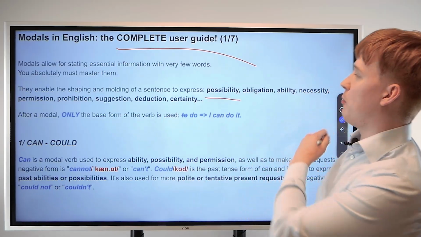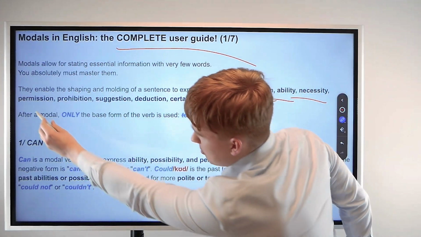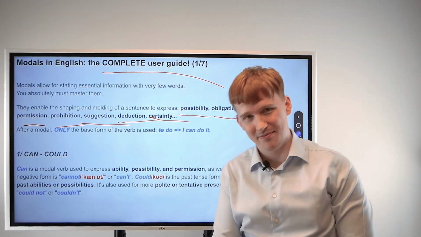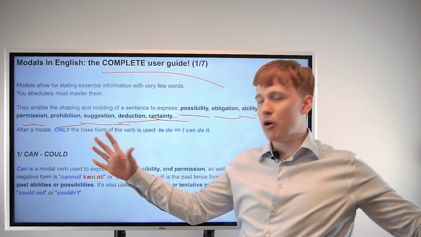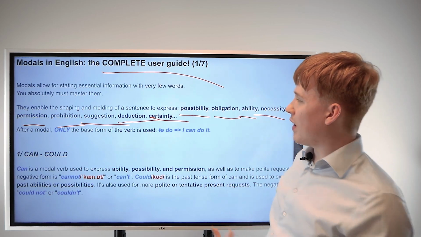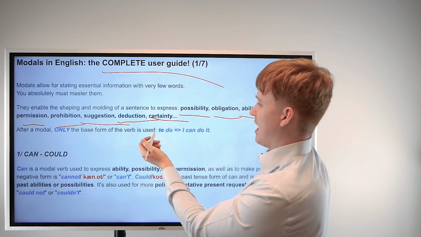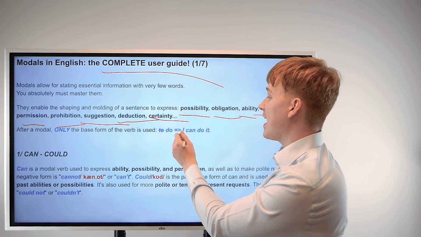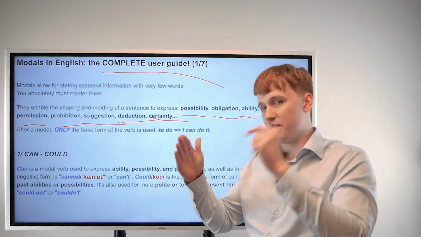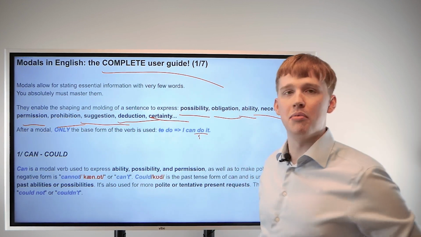We use this to show possibility. We show obligation, ability, necessity, permission, prohibition, suggestion, deduction, and certainty. And we have multiple modal verbs which can do this job. Quite often we take off the to. So if we say a sentence like, I can do it, we don't say I can to do it. So the verb after the modal verb shouldn't begin with a to. It should just have the main form of the verb, you see?